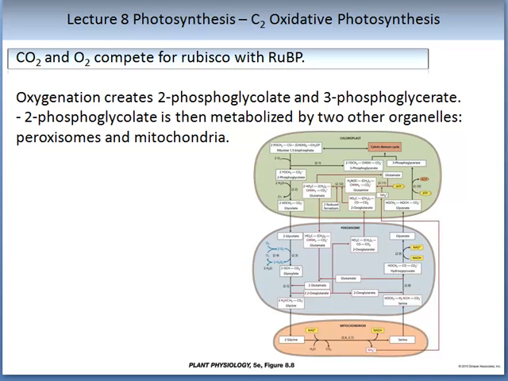So the CO2 and the oxygen compete for Rubisco with RuBP. This is known as the C2 oxidative photosynthetic carbon cycle. Oxygen creates 2-phosphoglycolate and 3-phosphoglycerate. 2-phosphoglycolate is then metabolized by 2 other organelles, the peroxisomes and the mitochondria. In the recommended textbook, Figure 8.8 describes the process of what happens in these 2 reactions.